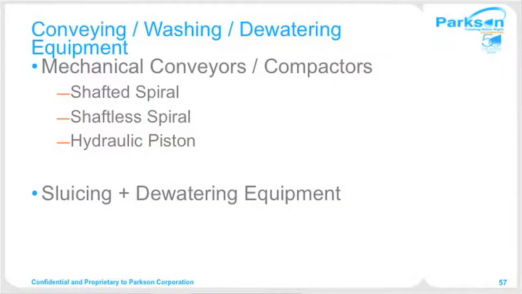So how do we achieve this? We have conveying, washing, and dewatering equipment available at Parkson Corporation. We have mechanical conveyors and compactors, shafted and shaftless spiral designs, and a hydraulic piston design. And we also have sluicing and other dewatering equipment.